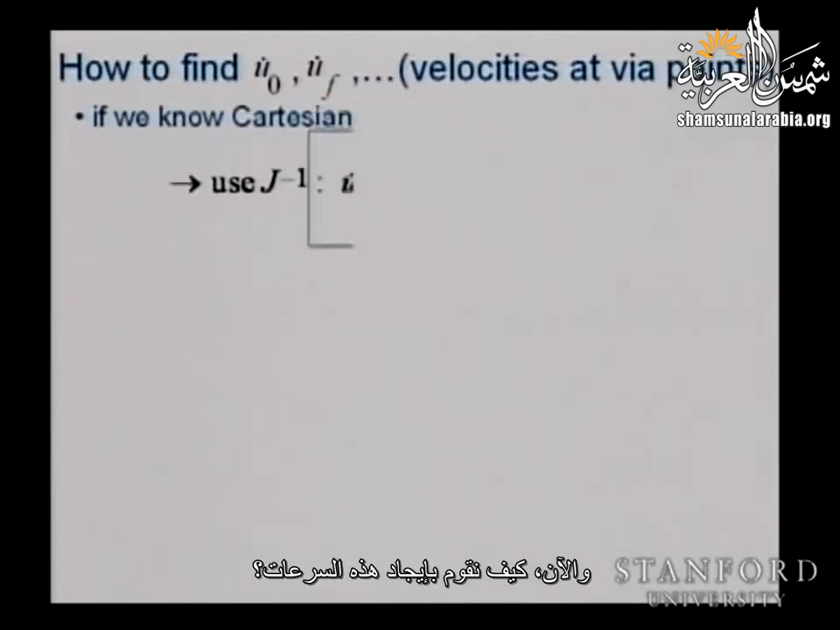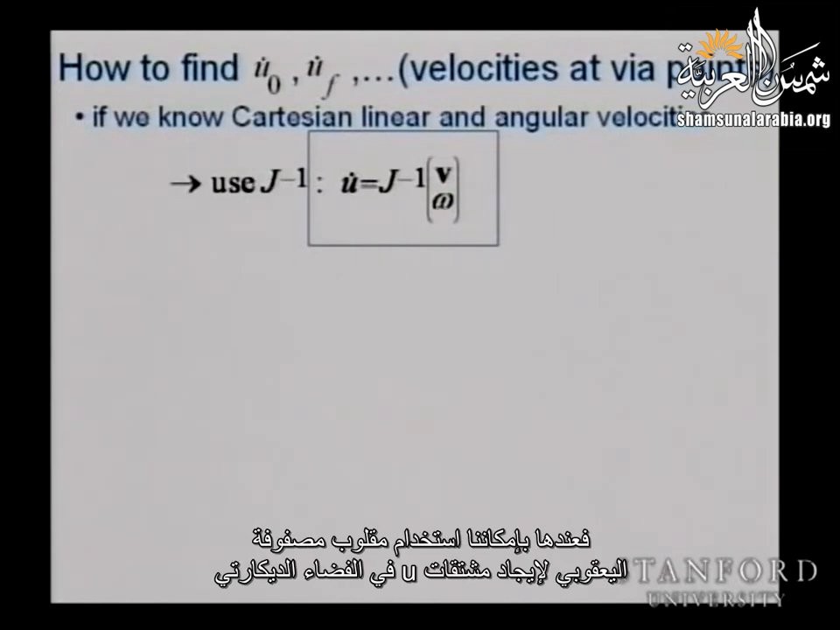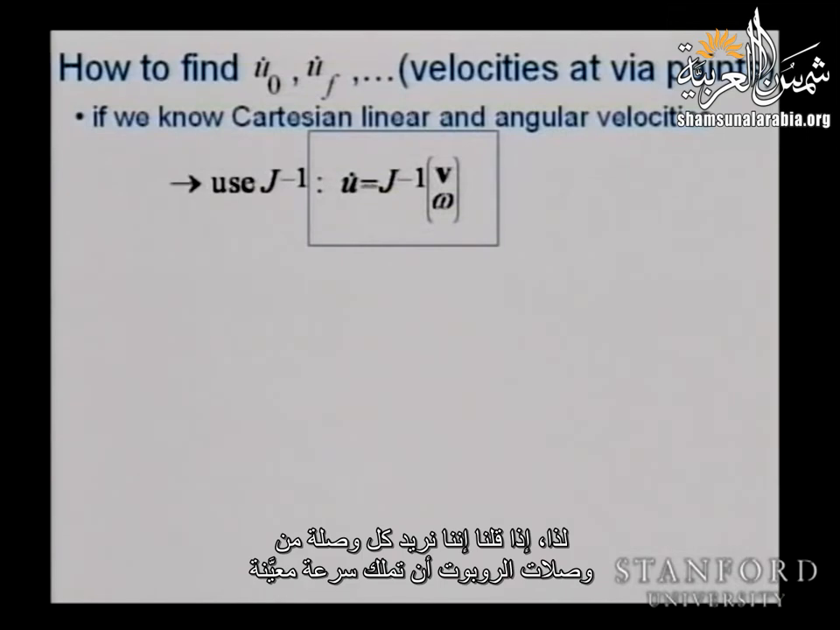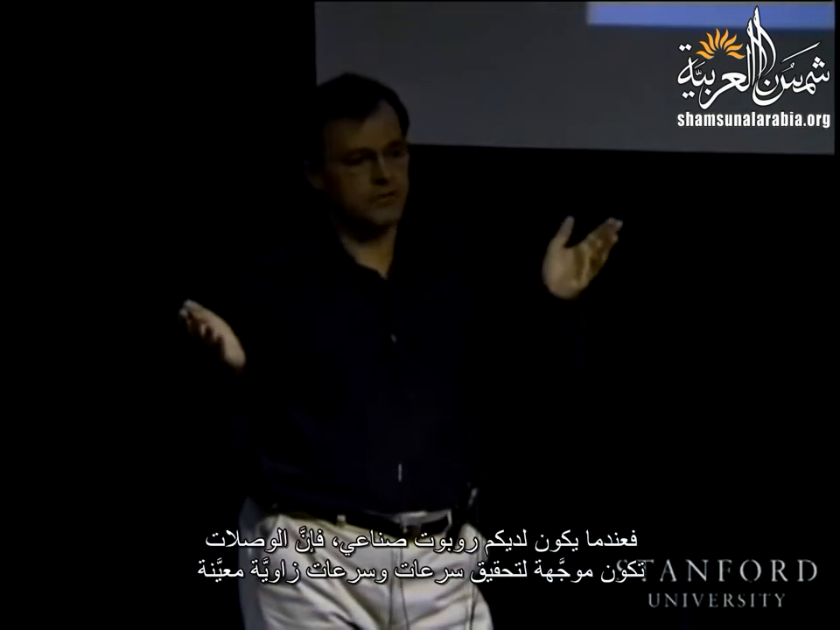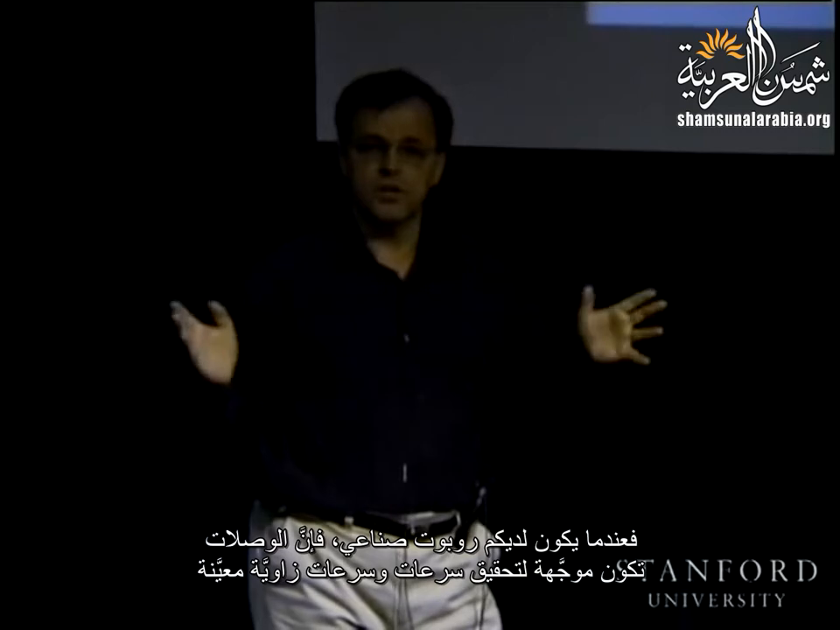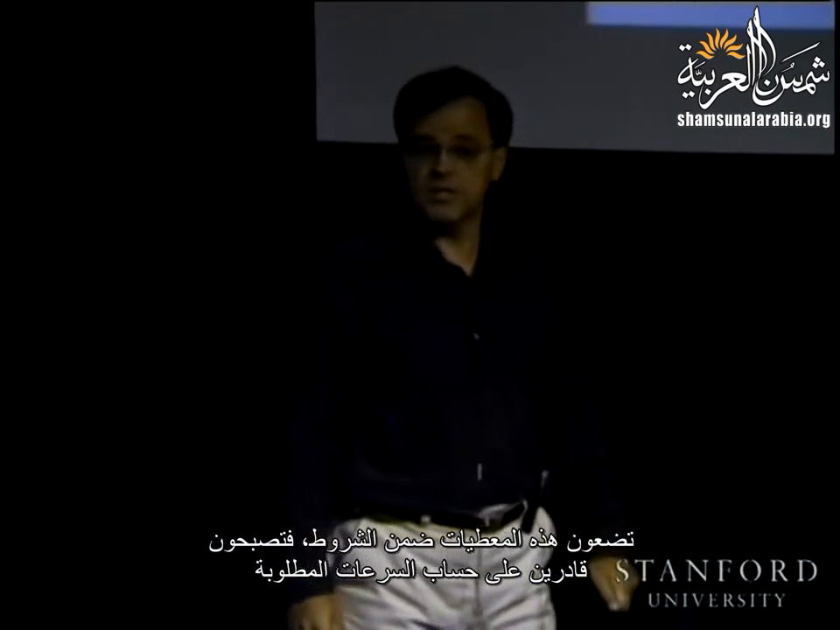Now, how to find those? Well, obviously, if we know the actual velocity and angular velocity that we want the robot's end effector to have, then we can use the inverse of the Jacobian to find the u dots in the Cartesian space, right? So if we say we want each of the links of the manipulator to have a certain velocity, because when you have an industrial robot, they are all targeted for certain velocities and angular velocities that are the characteristic of the mechanical structure, you put those in the conditions, and you can calculate some target velocities.